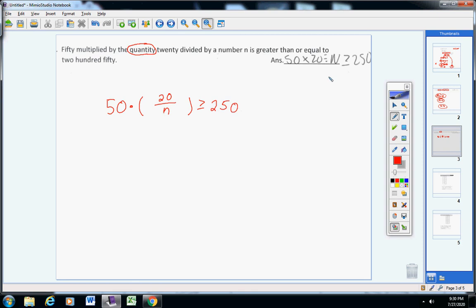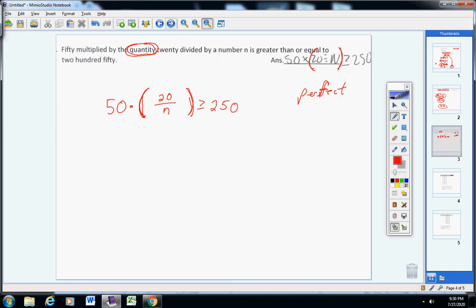250. So your work here is perfect, Lauren, except when it says quantity, that means you've got to quantify. You've got to put the whole group into the parentheses. If you would have done that, just that, your answer would have been perfect.